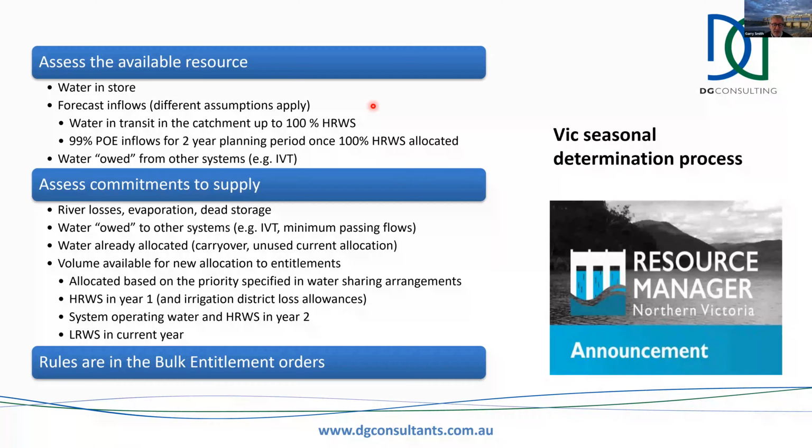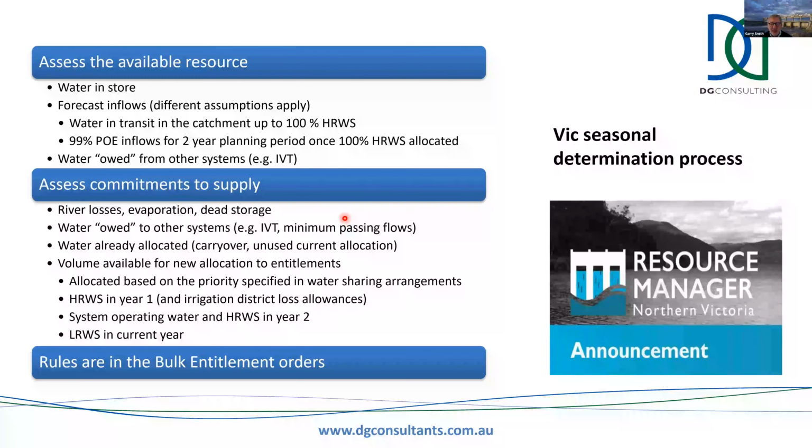We also need to account for water owed from other systems. So, for example, in the Murray, that could be intervalley transfer accounts from a tributary like the Goulburn or the Loddon or Campaspe, that's water owed to the Murray and will be a resource available to be called on.